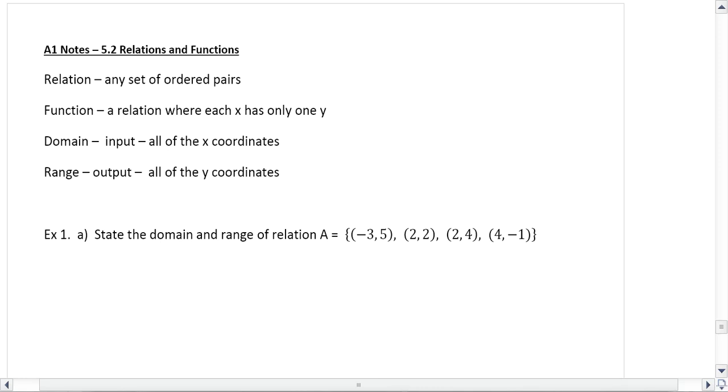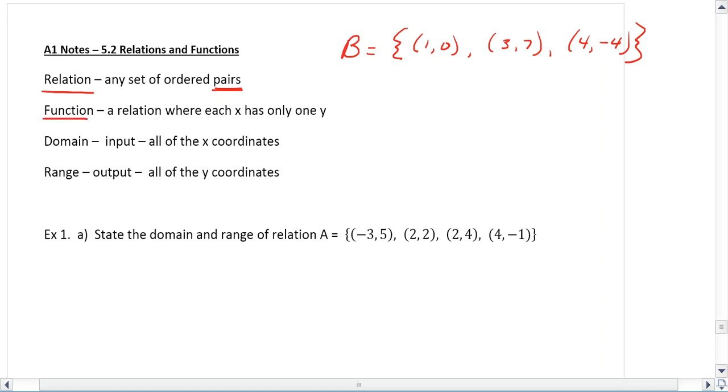So starting with a few definitions. A relation is any set of ordered pairs. The operative word here, the important word, is pairs. Like if I told you that B is the set of ordered pairs (1, 0), (3, 7), and (4, -1), these are pairs, so this is a relation. If these would have been given to you in groups of 3 or 4 or 5, no, not a relation. So a relation is a set of ordered pairs.